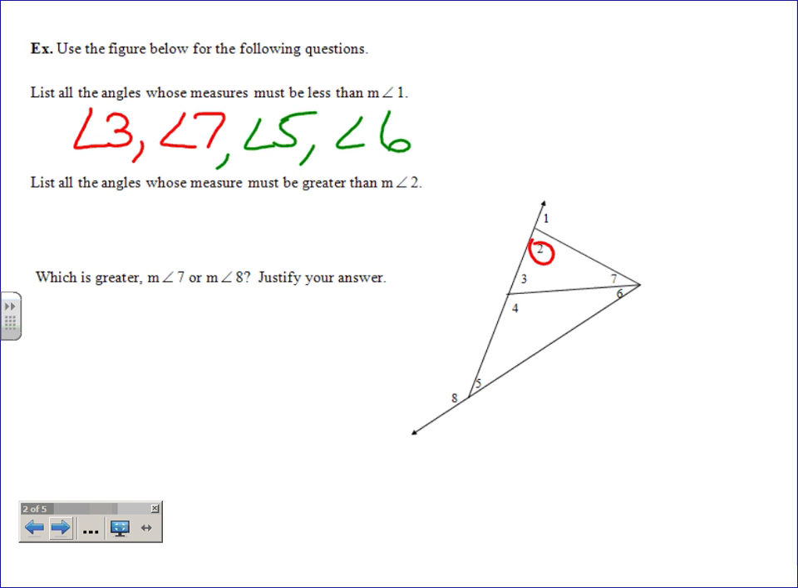So there's 2. Is 1 guaranteed to be bigger than 2? No, it's not, is it? I know 1 and 2 added together have to be 180, but that's about all I know. So are there angles up here that we know for sure? Yeah, I think there are.